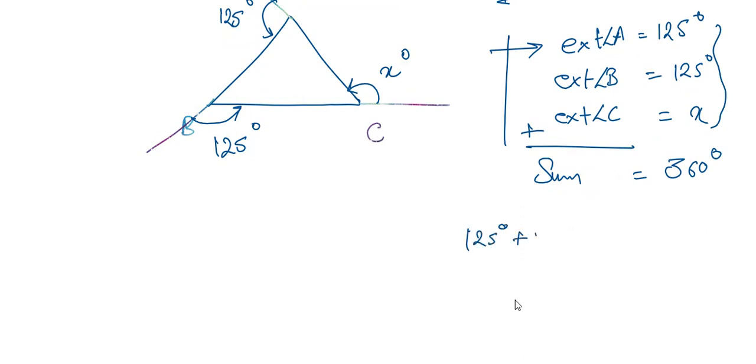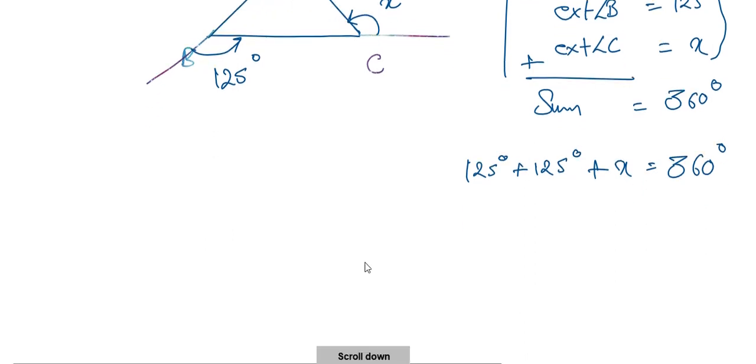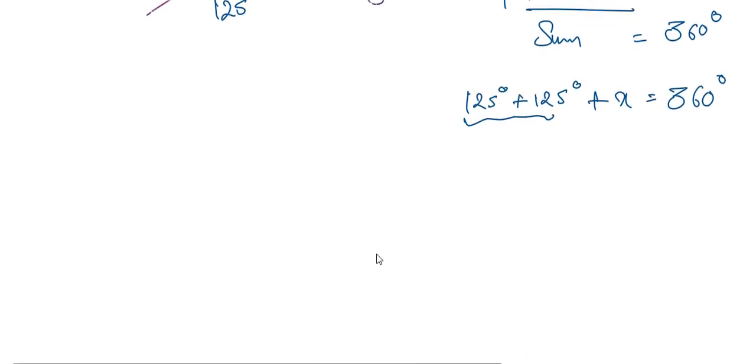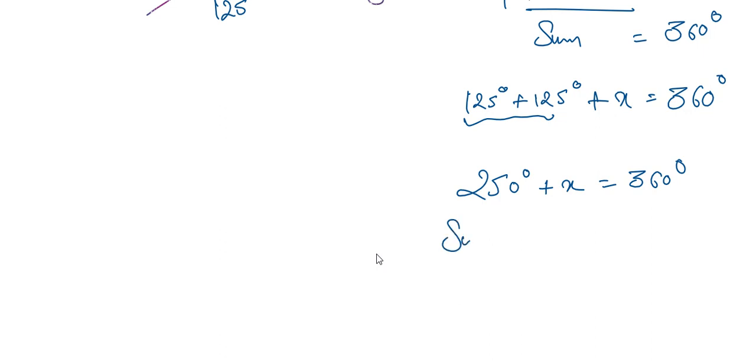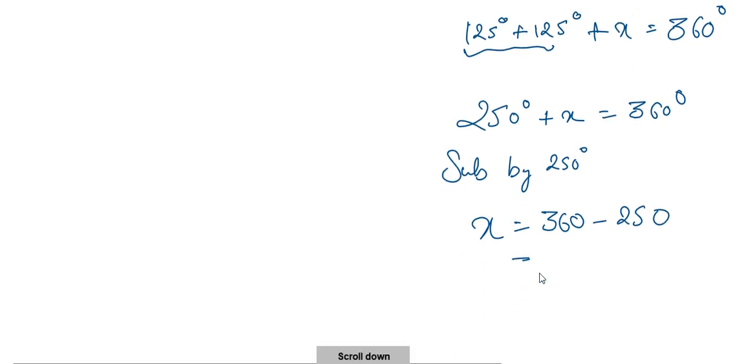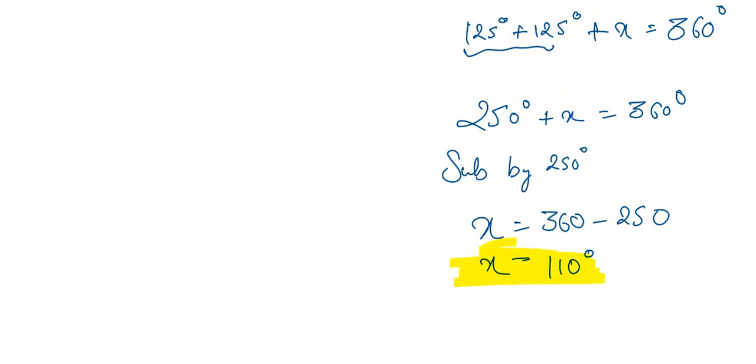So 125 plus 125 plus x equals 360 degrees, and from this equation I get the value of x. Summing these, I get 250 degrees plus x degrees equals 360 degrees. To get x, subtract 250 from both sides, so x equals 360 minus 250. Solving, I get 110 degrees. So the value of x is 110.